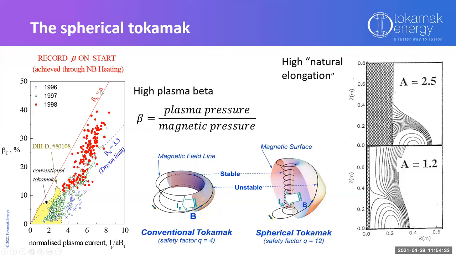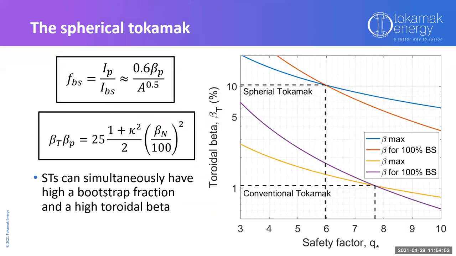And again, the demonstration that we can operate at higher beta is here. The results from START, where you can see that START was achieving a normalized beta of 6, well above the Troyon limit of a conventional tokamak, which is 3.5. On the pluses, there's also the bootstrap current. The fraction of bootstrap current is larger in spherical tokamaks than in conventional tokamaks. And so spherical tokamaks can simultaneously have a high bootstrap fraction and high toroidal beta.